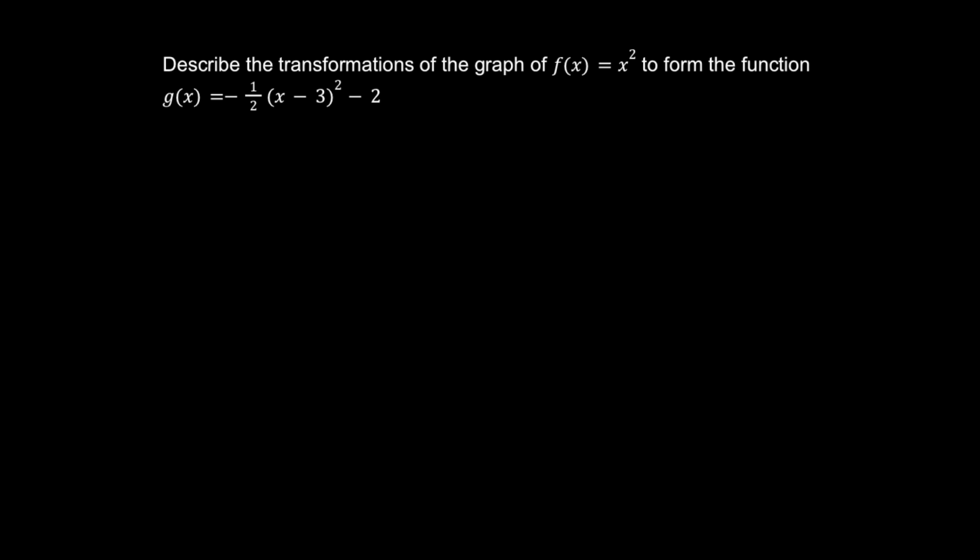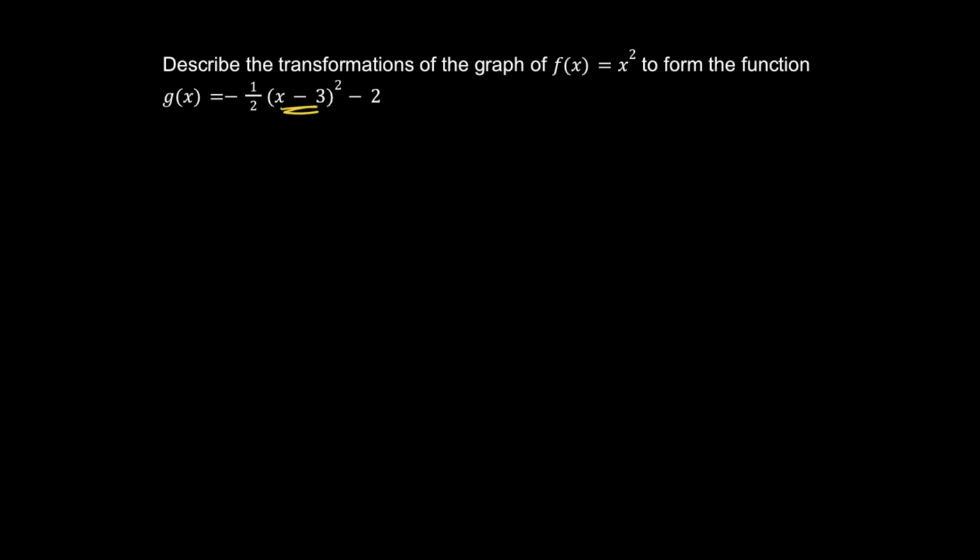Okay, so in this example we're going to be describing transformations of the graph of f of x equals x squared to form the function g of x, which is equal to negative 1/2 times the difference of x and 3 squared minus 2. So if I go through and do this, I'm going to stick with my normal way of approaching this, and that's just using transformational rules here.